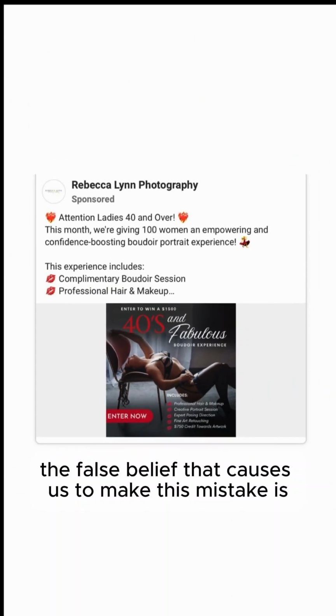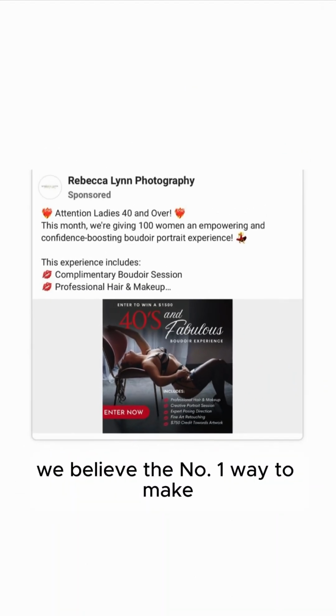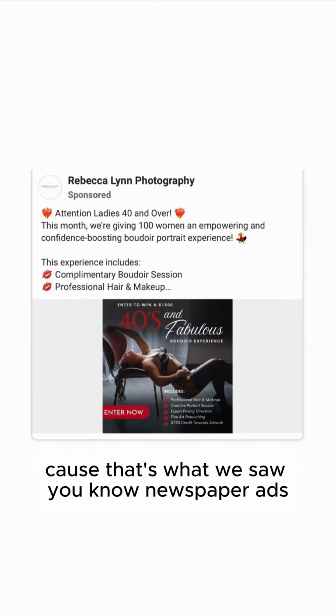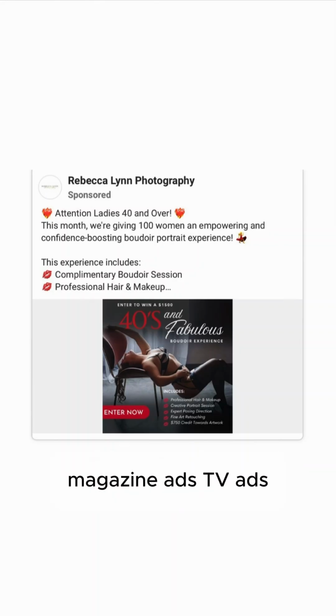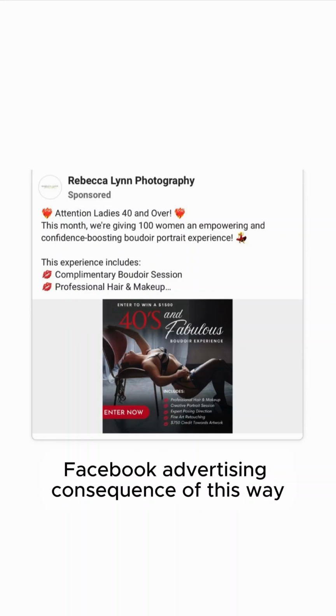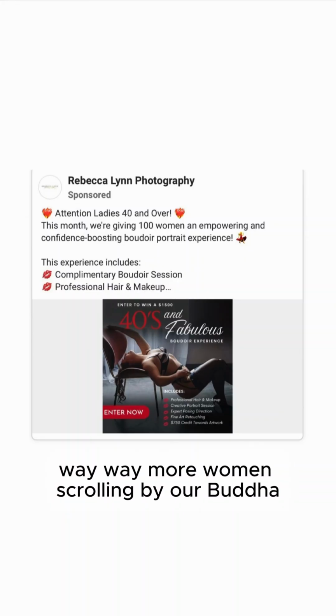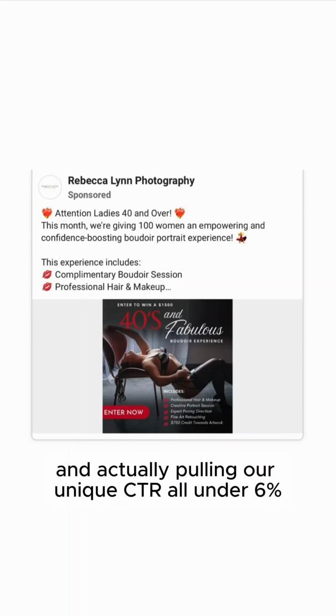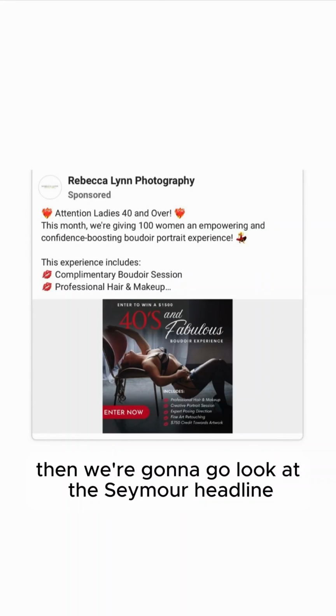The false belief that caused us to make this mistake is we believe the number one way to bring in buyers and the best way to run ads is to have our ad look like an ad, because that's what we saw: newspaper ads, magazine ads, TV ads, social media ads, other boudoir ads. But that is in fact 100% incorrect for social media Facebook advertising. Consequence of this, way more women scrolling by our boudoir Facebook ad than necessary, and actually pulling our unique CTR under 6%.